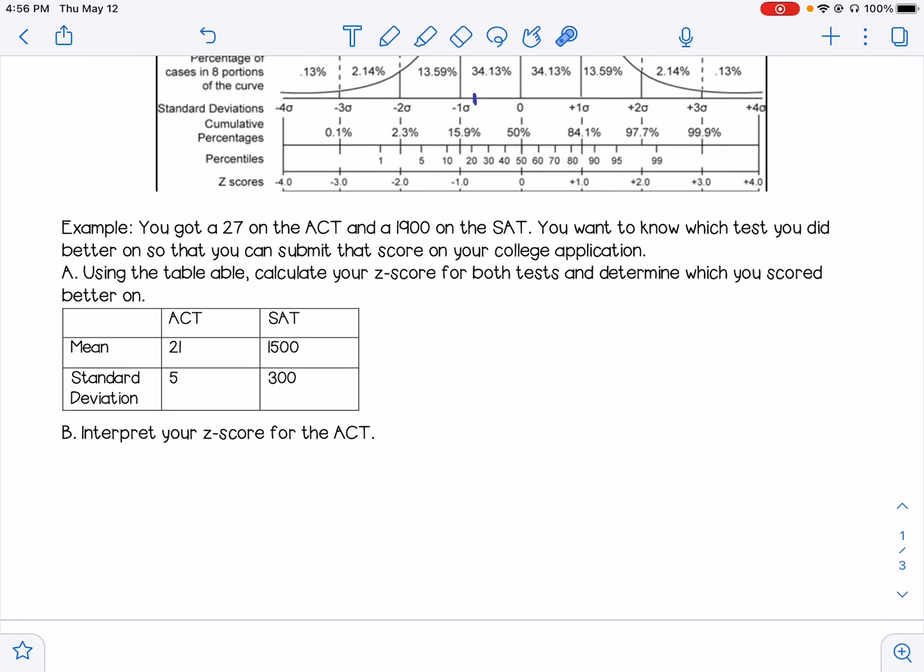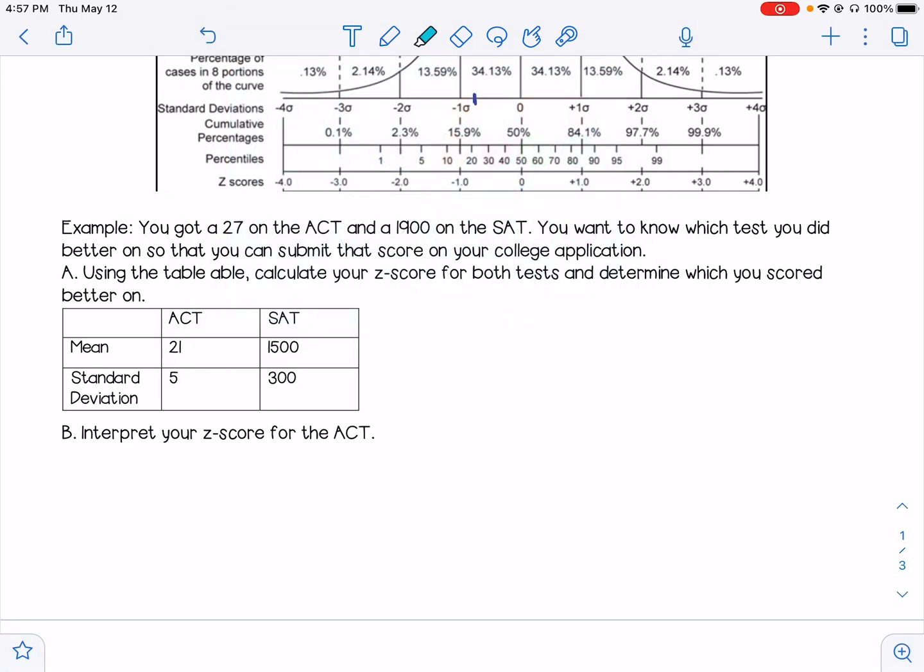So let's go ahead and do an example here. Here we want to compare how you did on the ACT versus the SAT. It says you got a 27 on the ACT and a 1900 on the SAT. You want to know which test you did better on so that you can submit that score on your college application. So in order to do this, what we need to do is determine the z-score of each of them.